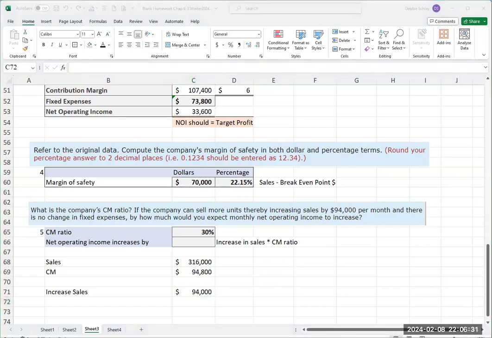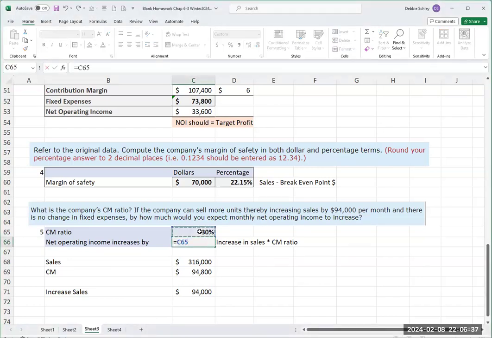Let me make sure I'm doing this right. Yeah. So equals 30% times the increase in sales. So that's how you can use contribution margin ratio to figure out how much your net operating income is going to increase when you know how much sales is going to increase.